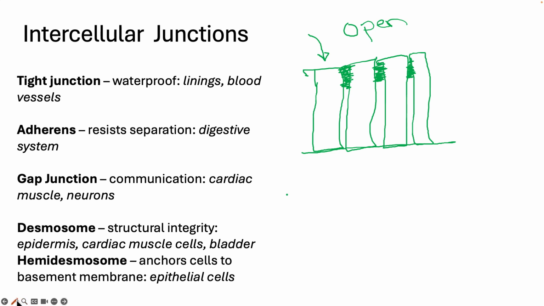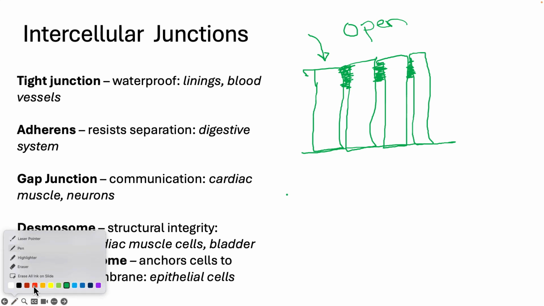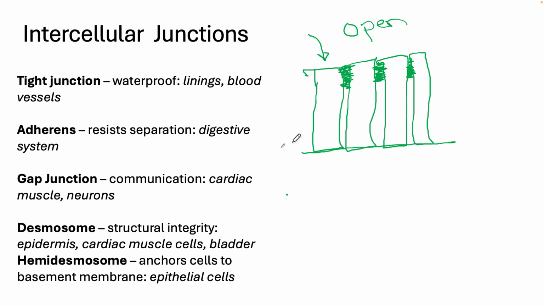The second type of intercellular junction we're going to talk about is the adherens junction. And these are a little bit different, and they basically form kind of a belt around these cells to hold them together and give them some support. This is used to resist shearing forces and resist separation between these cells. And you might see this in the digestive system where there's a lot of movement in the organs. And so if this one gets pulled that direction, this belt will help hold them together so this cell doesn't get broken apart.